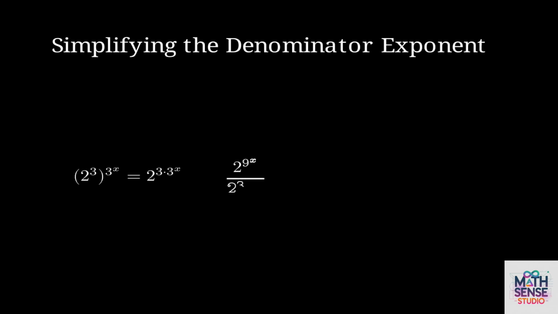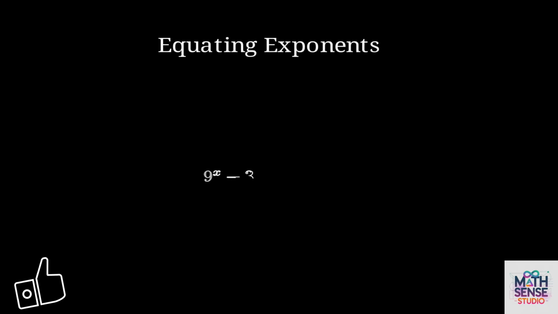So we can multiply the powers. Since we have a common base, the powers can be subtracted. So finally the equation becomes 9 to the power x minus 3 times 3 to the power x equals minus 2.